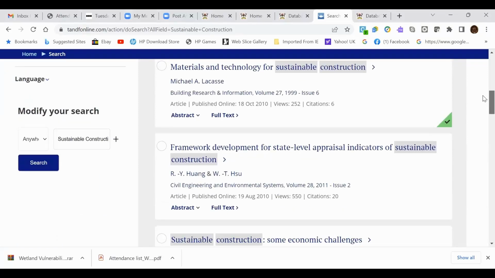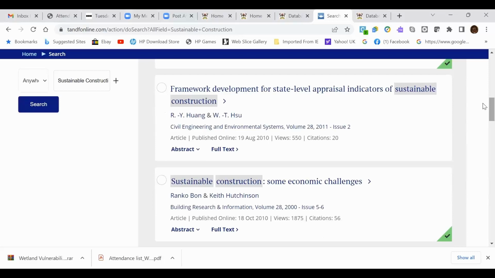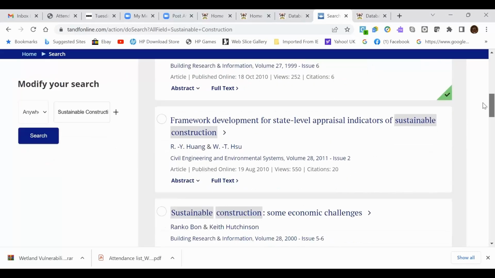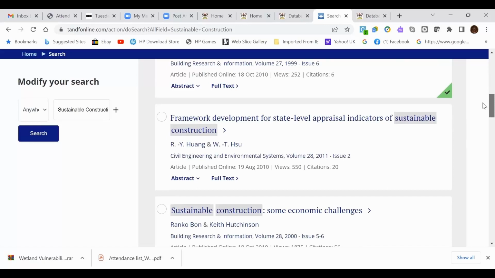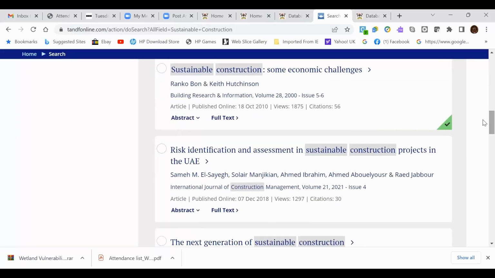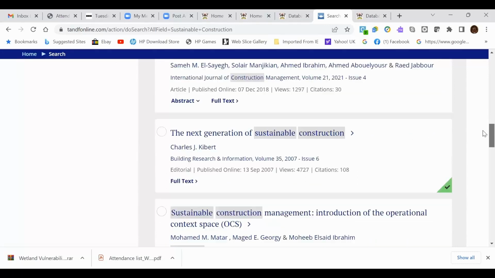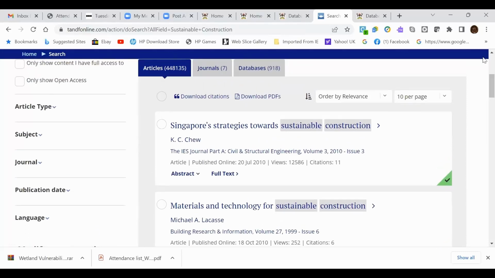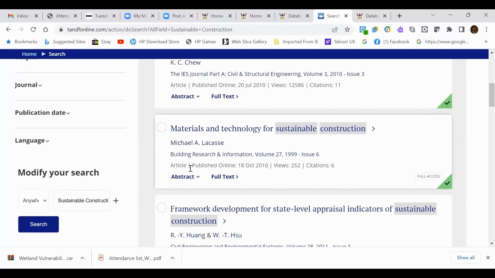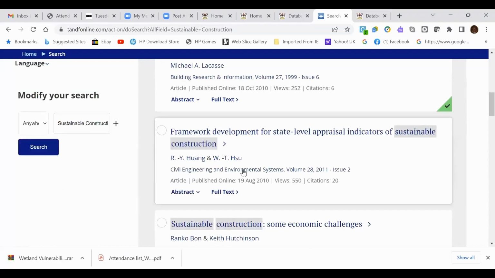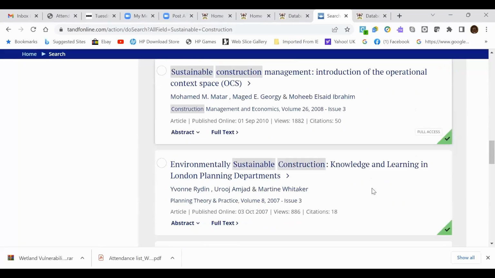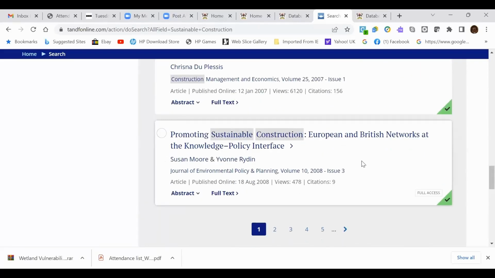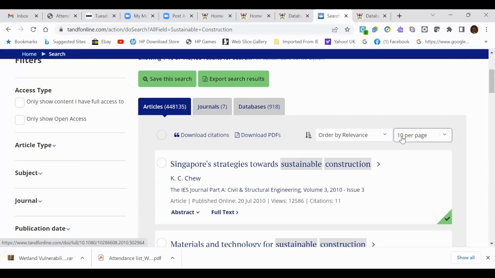Framework development for state level appraisal indicators of sustainable construction, economic challenges, and yes, we have a whole variety. And so the database is actually a database of different journals. So you can see the first one is civil and structural engineering. The next one is building research and information. The next one is civil engineering and environmental systems, and so on and so forth. And you can now start sieving through to see what may be of interest to you.